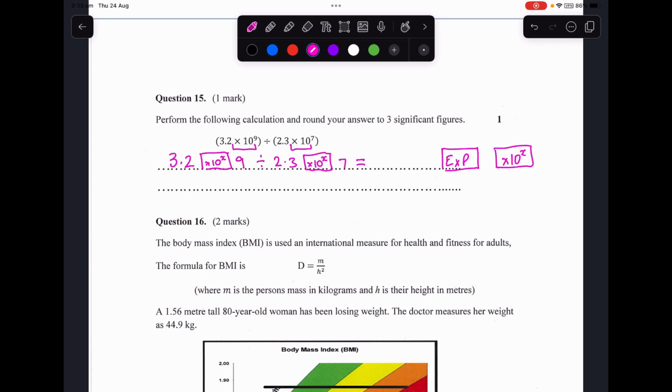Okay, once you put that in, you should end up with 139.1304348. Now, if you do that, and this is only worth 1 mark, you will not get that 1 mark, okay? Because you need to round this to 3 significant figures. So remember, your significant figures start at your first non-zero digit, so 1, and then we count across to 3. So your answer should be 139.